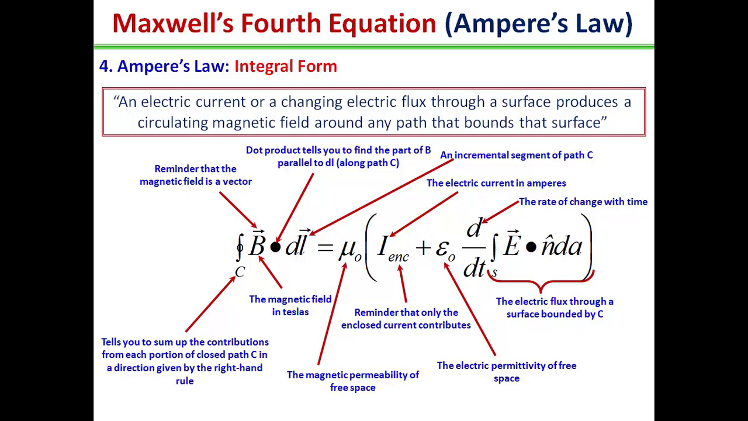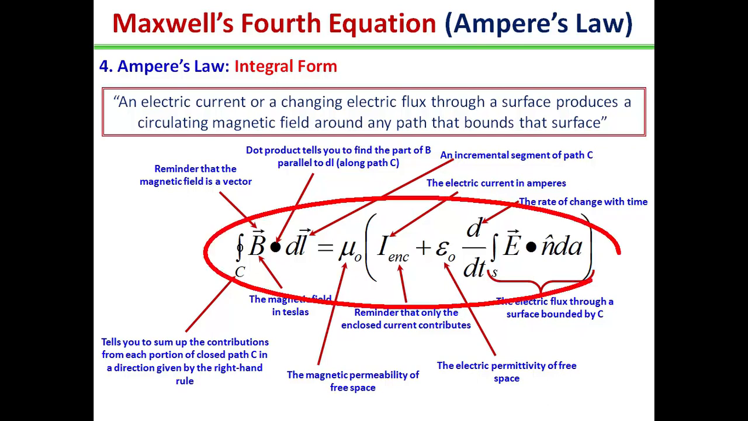Thus, the Ampere-Maxwell law tells that the closed integral B dot dl over C is proportional to the enclosed current and the rate of change of electric flux through any surface bounded by path C.